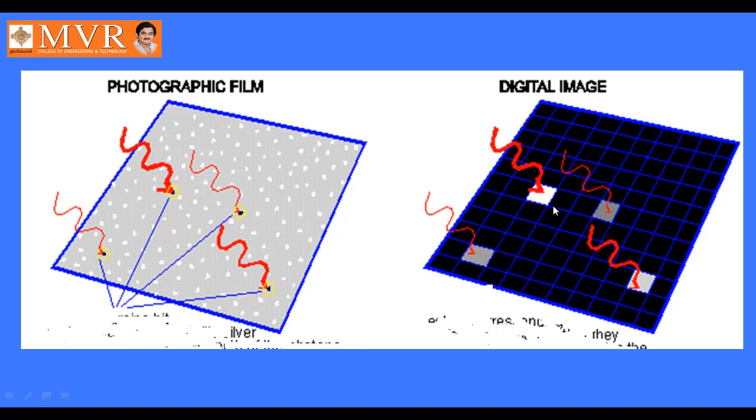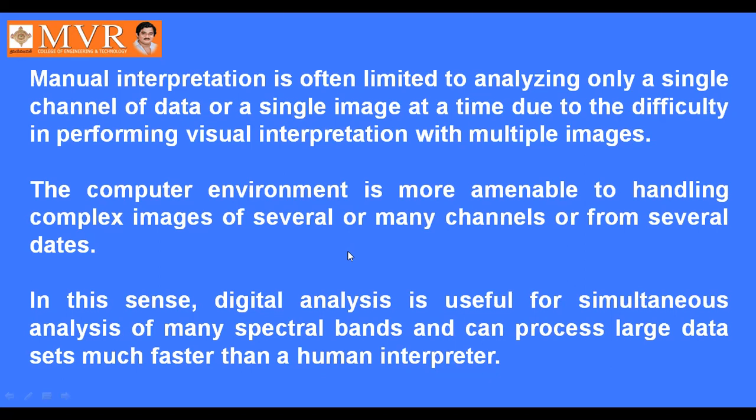This is the difference between photographic film and digital image. With a digital image, we will get much more information when compared to the analog image. The same points are explained here.